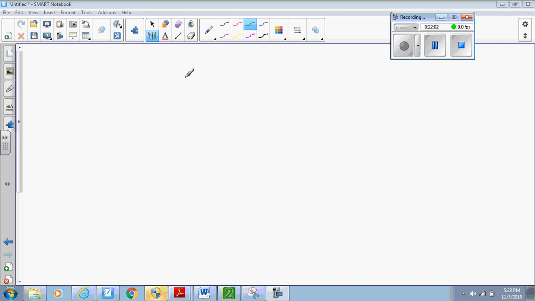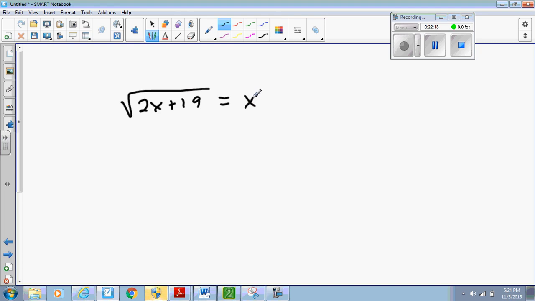Okay, before I finish, I want to go over one problem that wasn't on the worksheet, but it will be on the test, and we should know it. Let's suppose I had a problem that looked like this. The square root of 2x plus 19 equals x plus 2. Now that's a little different because the x is outside. So what I would do now, just like we did before, is get rid of the square root. I've got to square both sides.